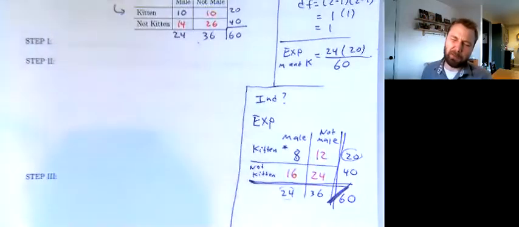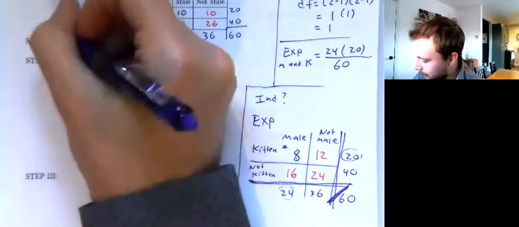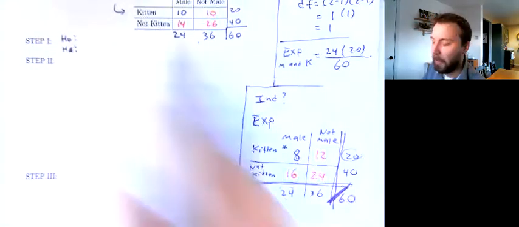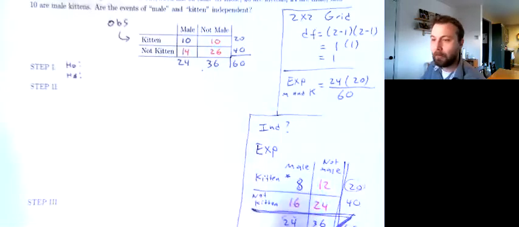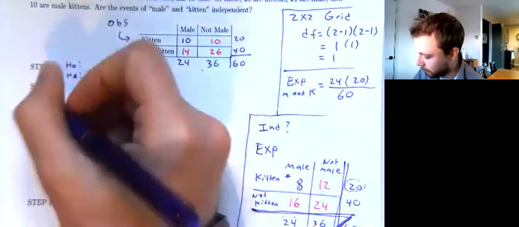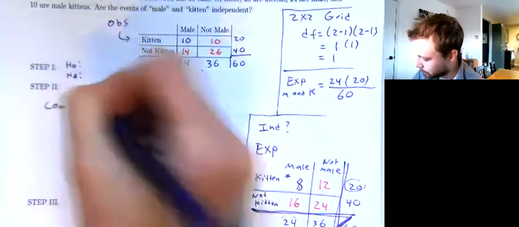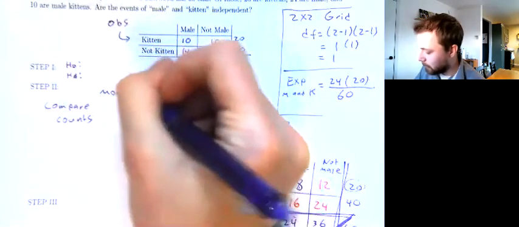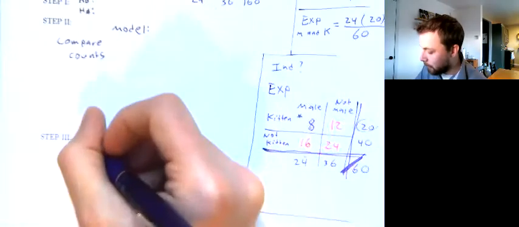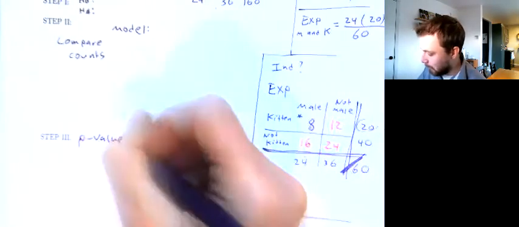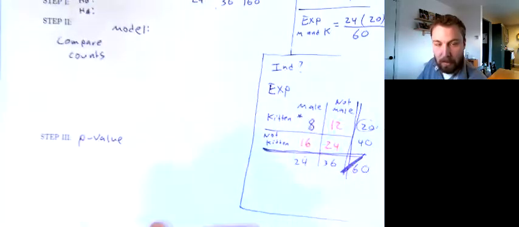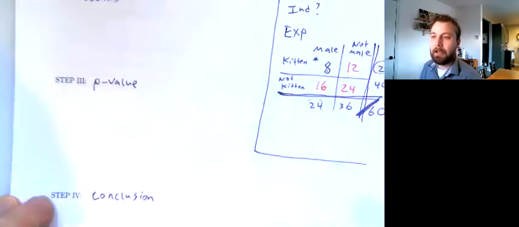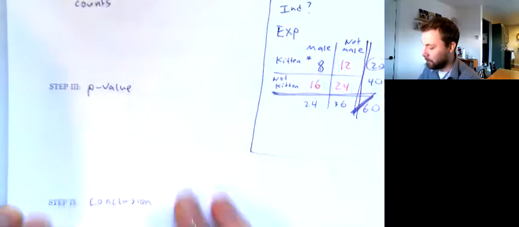I'm going to remember what the 4 steps of a hypothesis test are. First step, I have my hypotheses. Second step, I want to compare what I'm seeing to what it would actually look like if it was independent. So I want to compare counts. So there should be some model that allows me to compare counts. I'm going to calculate a p-value, and I will determine my conclusion after I calculate that p-value. So I'm using the same 4-step process on every test throughout this course.